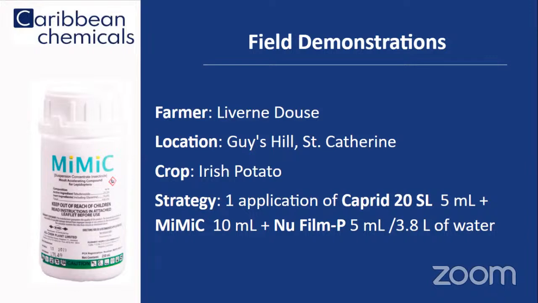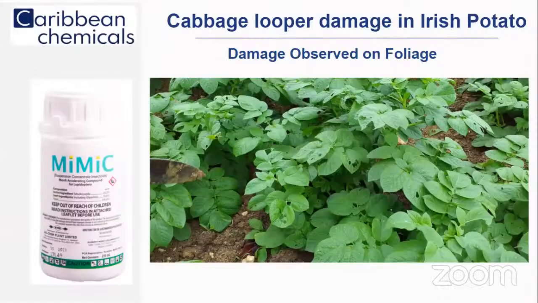And remember, we have the new Fimpedia, which is an oil-based adjuvant that keeps and protects the chemical on the leaves of the plant. And here is a picture of the Mimic and the Caprid at work. As you can see, there is no further damage happening. You can see the new growth, and there's no further damage happening to the plant after we made the application.